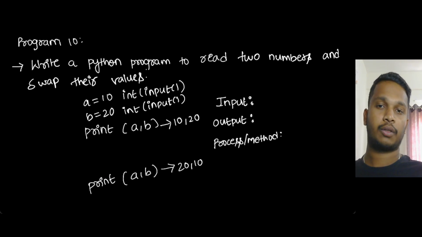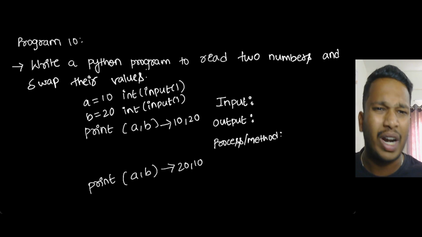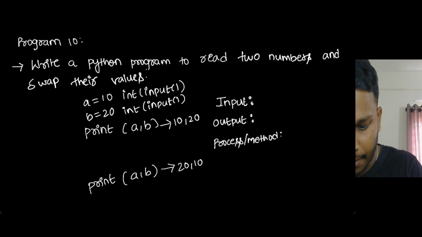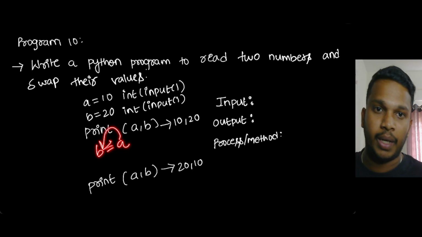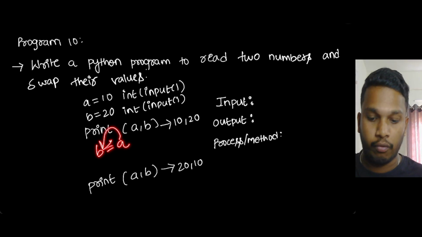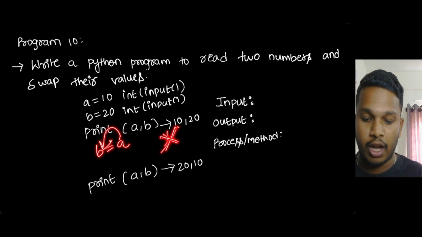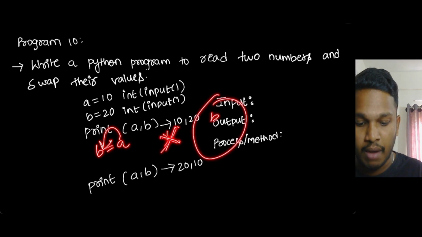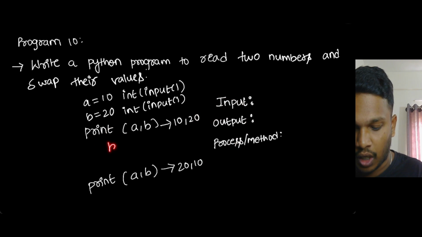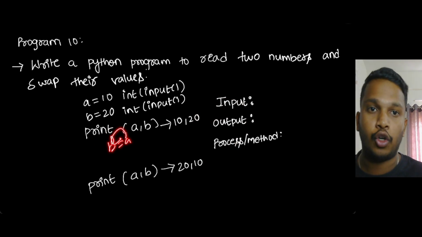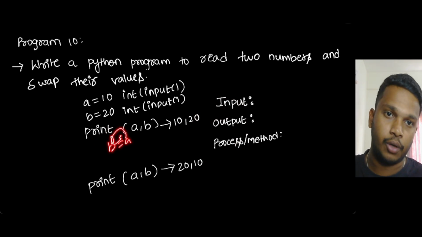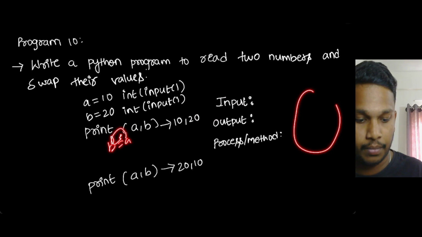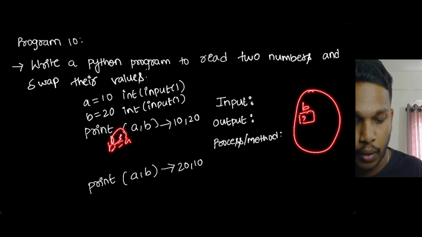How will you do this? Now, what is the problem? If I write b is equal to a, then the a value will go to b. But what about the b value? The b value will be gone. In memory, the b value will be gone. Why? Because you are assigning the a value to b, so who is holding the b value? For example, b value is 20, a value is 10.